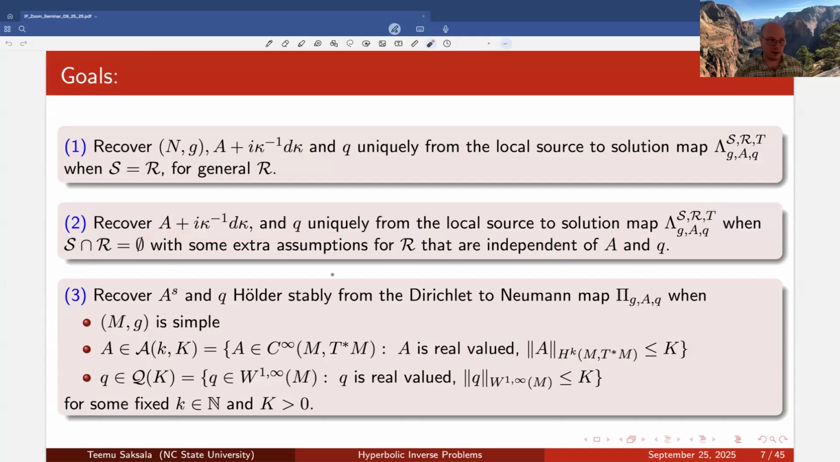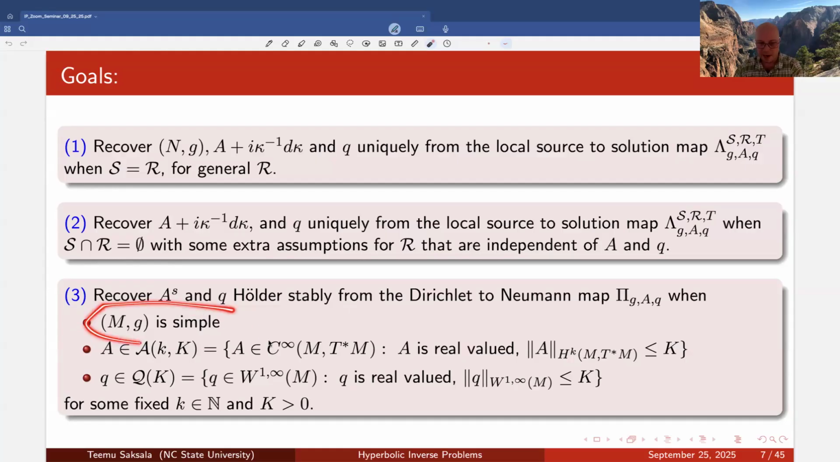So 1 and 2 are very much related to each other, and number 3, which is about a manifold with boundary, is quite different. Here I'm studying whether I can recover these lower order terms stably, and in particular Hölder stably, from the hyperbolic Dirichlet-to-Neumann map under some assumptions.